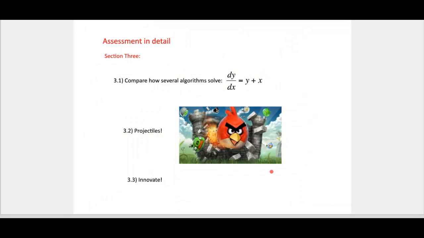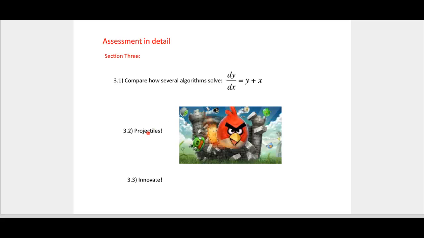Okay. Finished. Two more slides. Assignment number 3, first of all, very straightforward. We're going to solve, I mentioned Havoc and the computer games and all that stuff. I want you to write some algorithms to solve this differential equation and to compare them. Compare how well they work. Which one is best, which one is quickest, which one is most accurate.